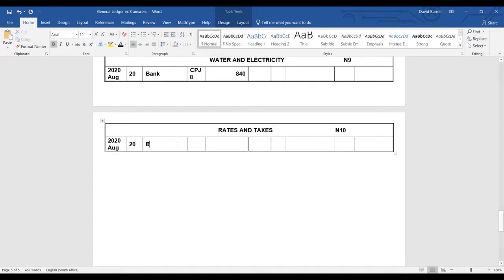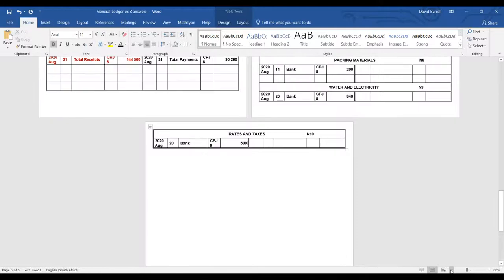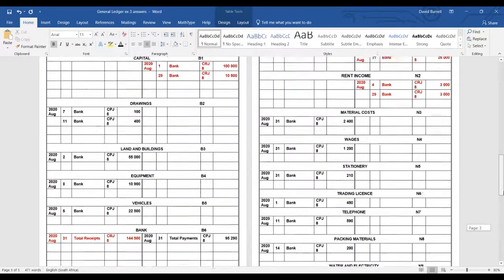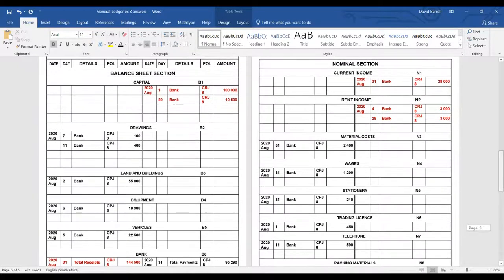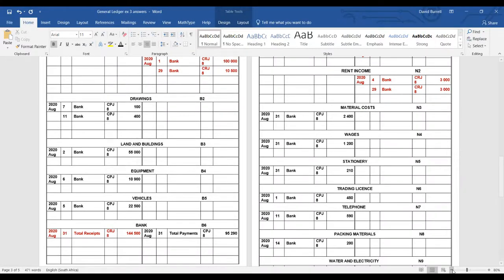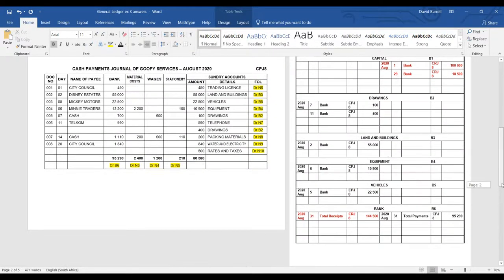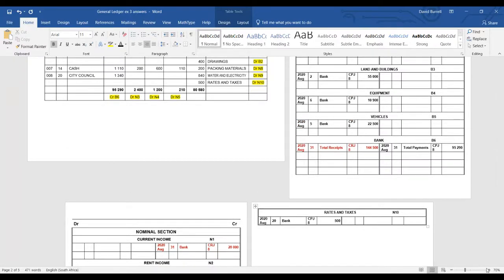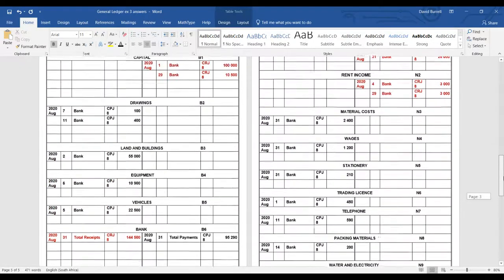So you're going to put bank, maybe CPJ8, and then our amount, we said for rates and taxes was 500 Rand. And that's it. We've posted to the cash payments journal, but I just want to go back and look at the two pages next to each other. In fact, I've gone on to a third page, so maybe not the cleverest thing I've ever done, but not a major problem. So here we've got our two ledger pages there. I'm just going to go a bit bigger again. Okay, so you'll get a rough idea.